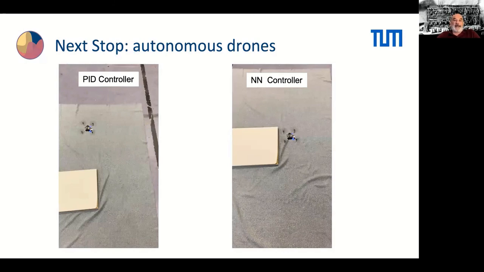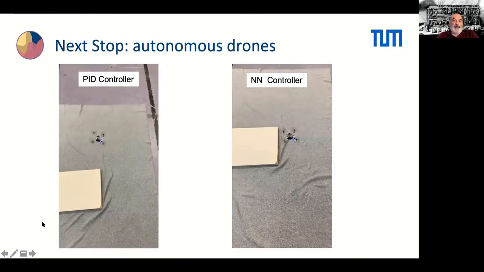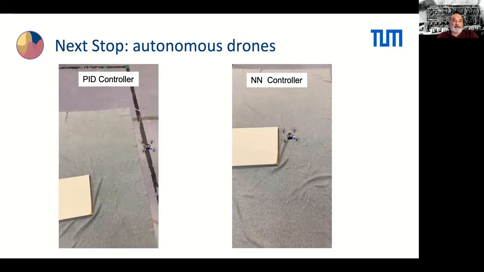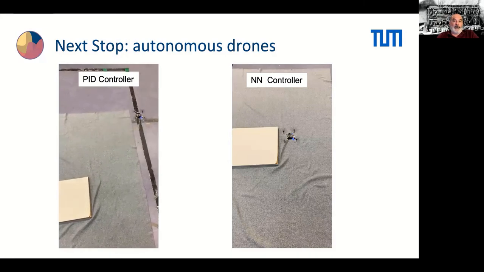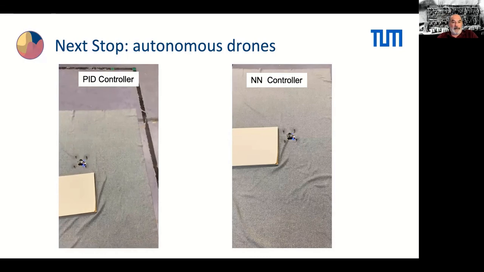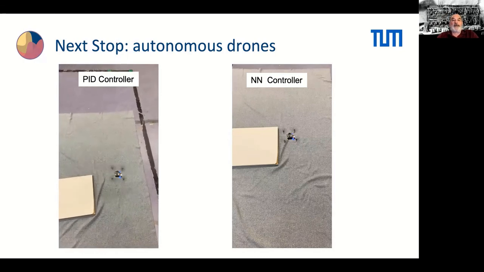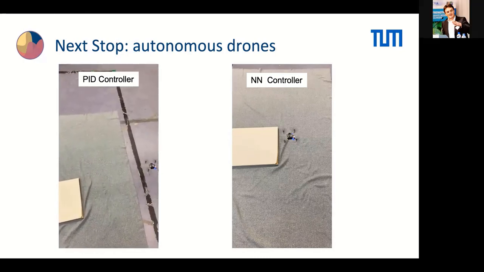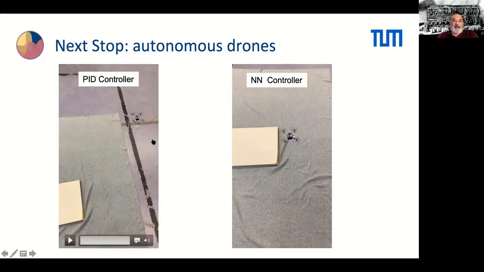What's coming up next? So here we have a little video, and I show you a little quadricopter flying. I hope this works. Can you see the flying quadricopter? Yes, we can. Okay, good. This is a quadricopter that's flying in our laboratory. It's controlled with a PID controller.